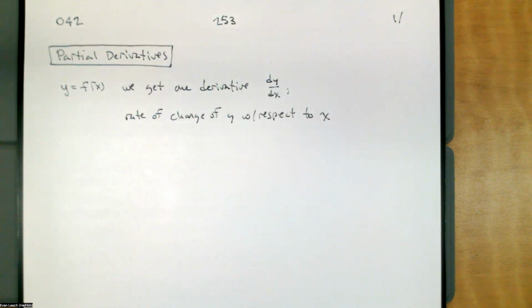Because there's only one variable running around, we sometimes will shorten this. Let's talk about the rate of change of y, but that's not going to be good enough, because we're going to have more variables showing up. So we're going to have to say with respect to x.